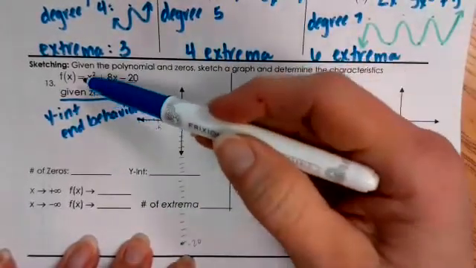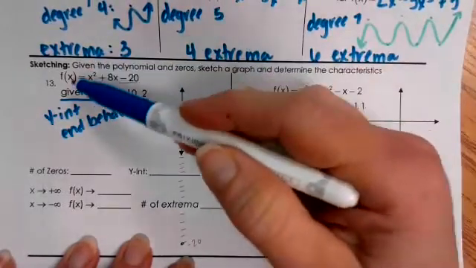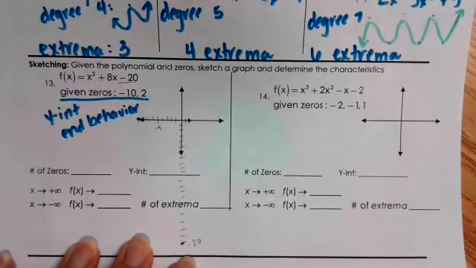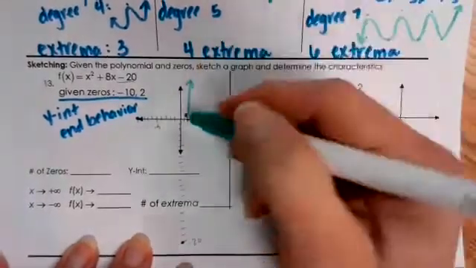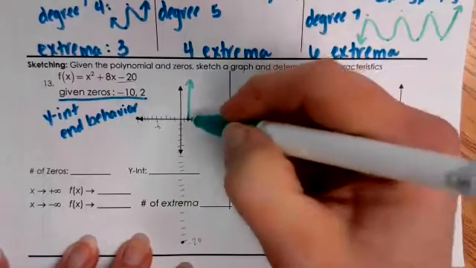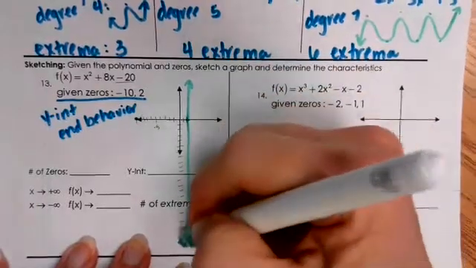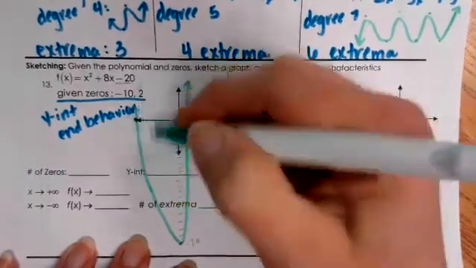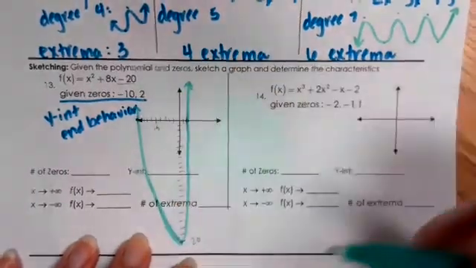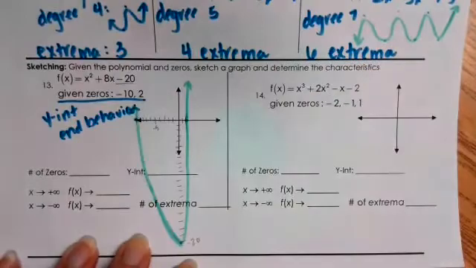My leading coefficient is positive. With a positive leading coefficient, 1x squared, the right-hand side is going to go up. I'm going in 2 different directions. So 1, hit that point, bring it back up, 2. All right, not the best parabola I've ever drawn in my life, but it works.